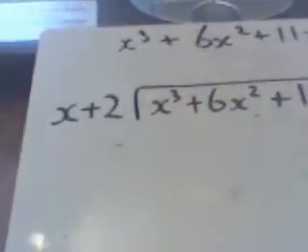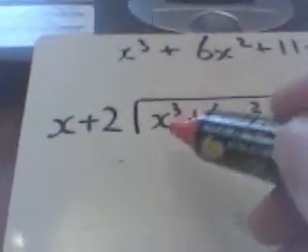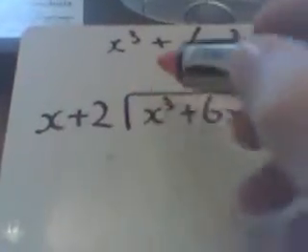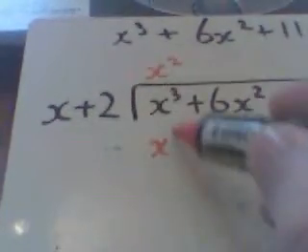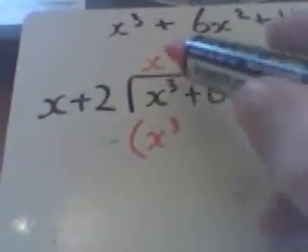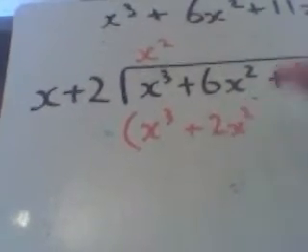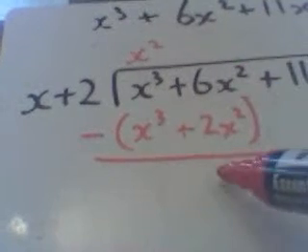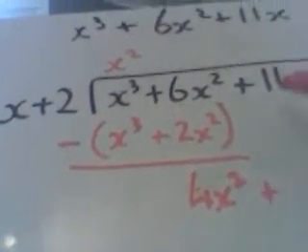So we've been told to divide x cubed plus 6x squared plus 11x by x plus 2, and let's see if it's a factor or not. What do I multiply x by to get x cubed? Well, it's x squared. So x times x squared is x cubed. x squared times 2 is 2x squared. Now we're going to subtract, which leaves us just with 4x squared, and we bring down the 11x.